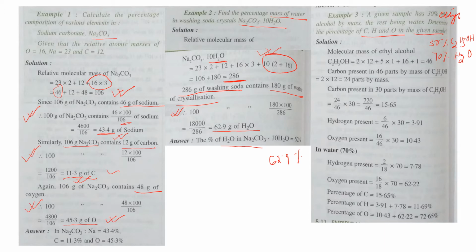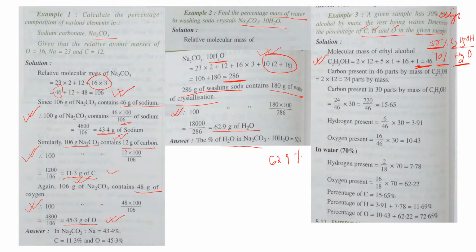That means you have to find out for carbon, hydrogen and oxygen separately for C2H5OH, which is containing 30 parts, and you have to find out for carbon, hydrogen and oxygen in H2O which containing 70 parts, but in water you will not get carbon, you will get only hydrogen and oxygen. So let us see what is being done here. First of all, you find out the molecular mass of C2H5OH, that is ethyl alcohol, that is coming to 46.